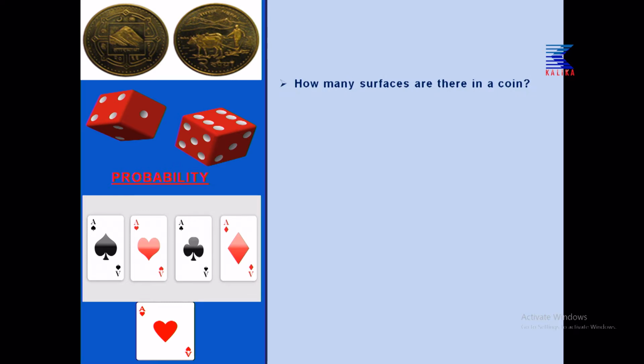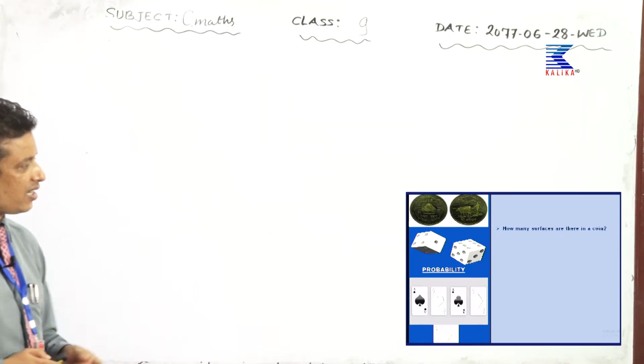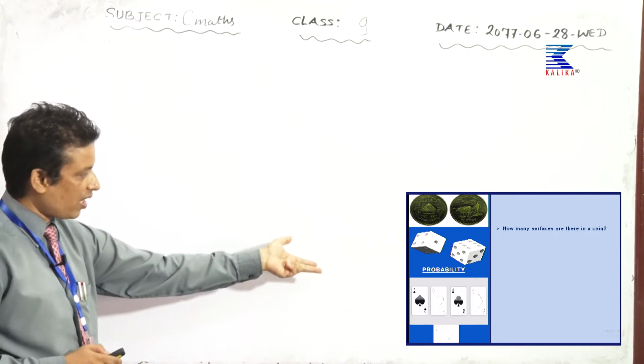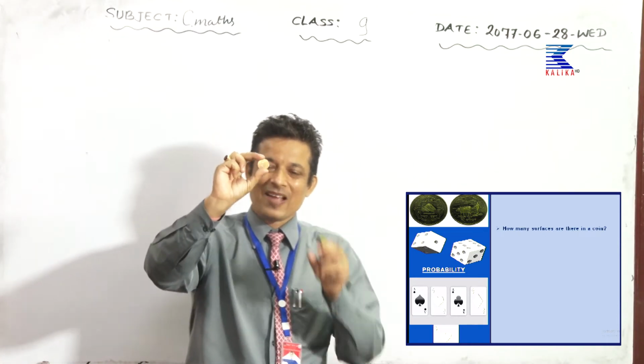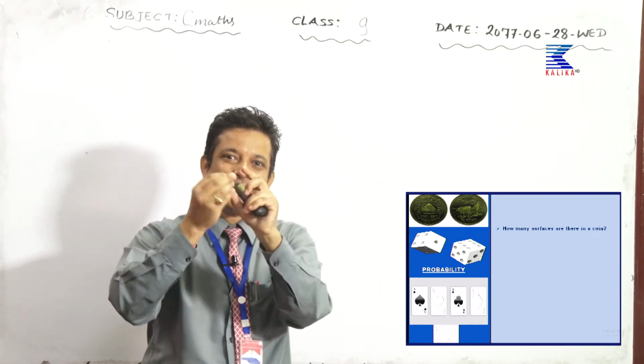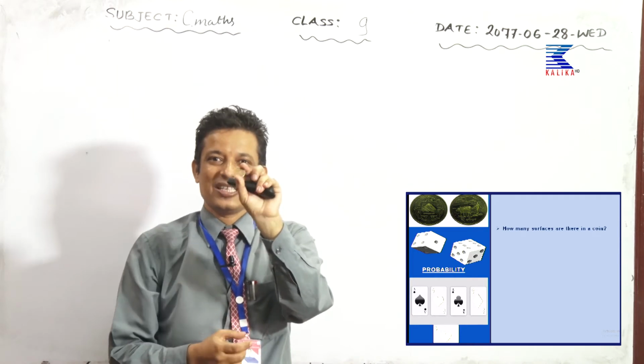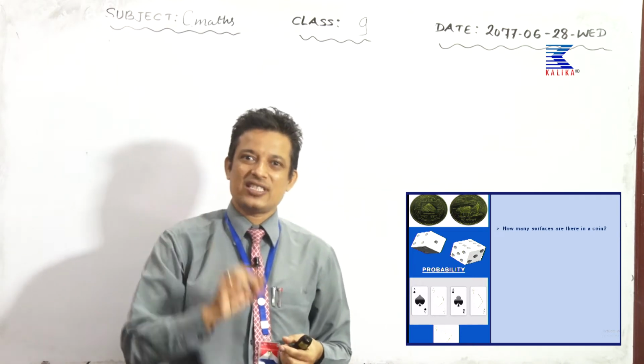So, if possible, please let me see the slide in PIP, please. I hope we can see it in the PIP. Okay, I hope you can read this, students. So, how many surfaces are there in a coin? First question, very easy question. Look, this is a coin. This is surface number 1, this is surface number 2. It has got 2 surfaces that we discussed.